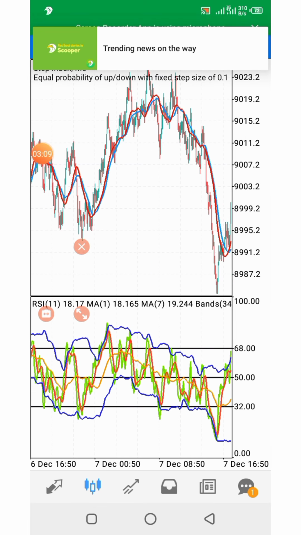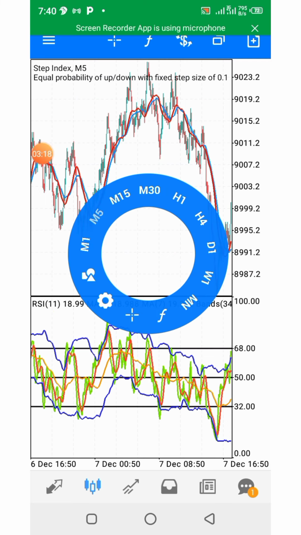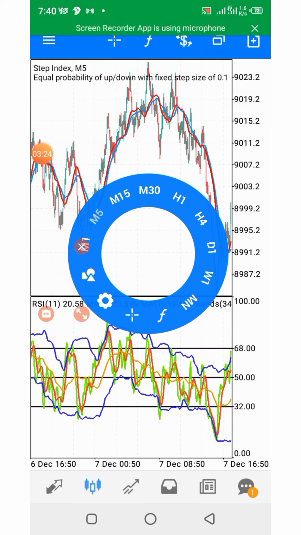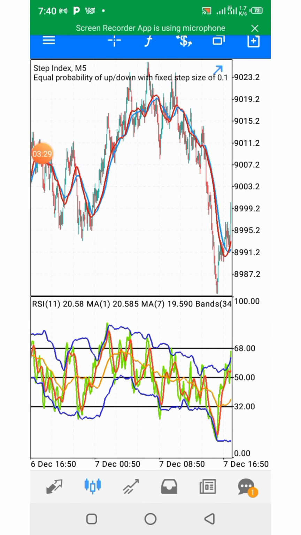So with our arrow as usual, you see what will happen there, or even you can start from here and make the market.